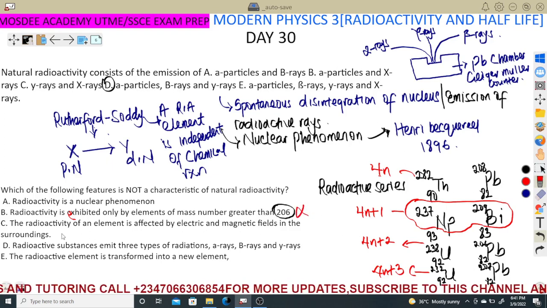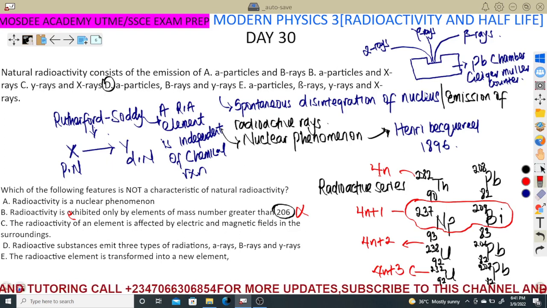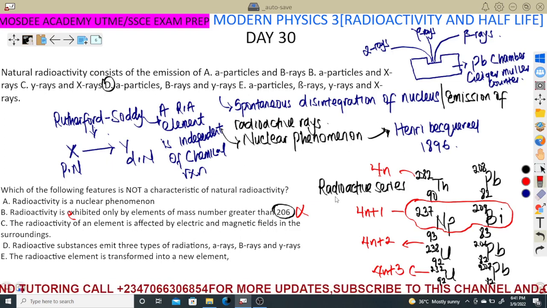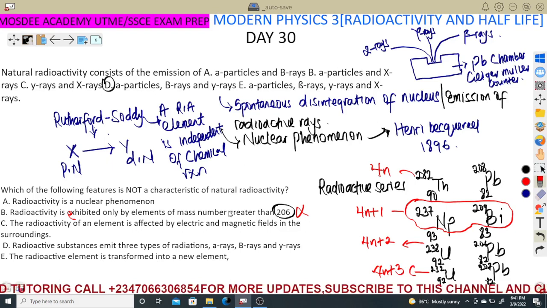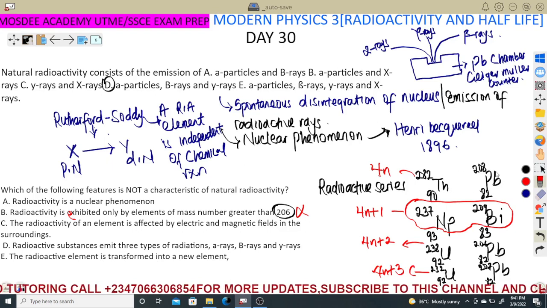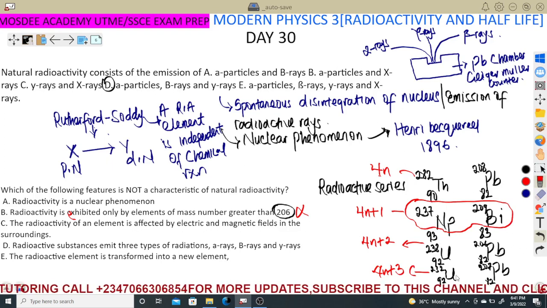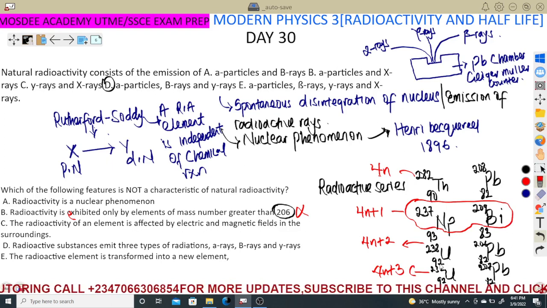We can check the others. The radiation of a radioactive element is affected by electric and magnetic fields; they are deflected in both. Then the last one: the radioactive element is transformed to a new element. I just talked about it. Thorium gave lead, neptunium gave bismuth, uranium gave lead, and actinium gave lead. This is what we call the series of radioactive substances.